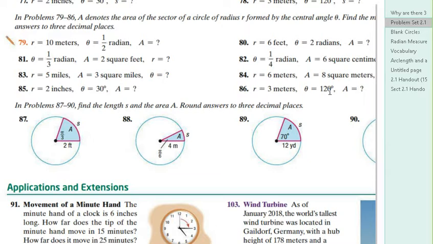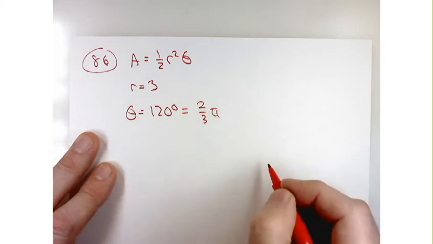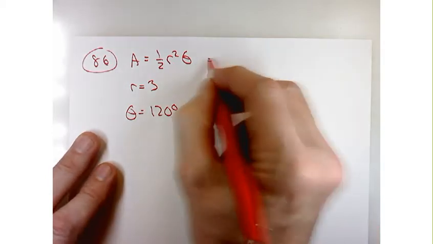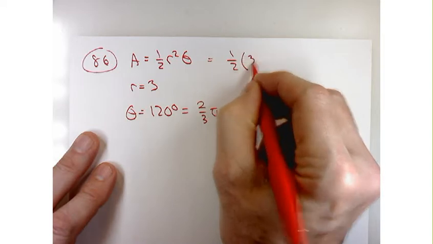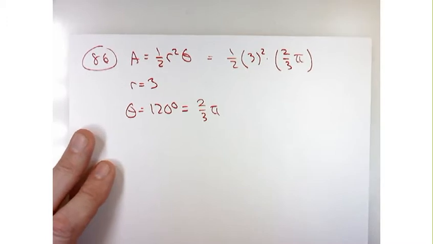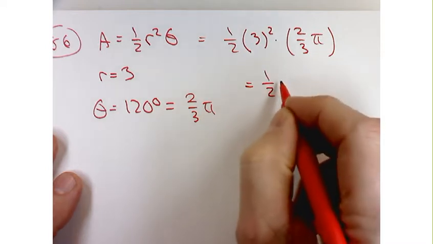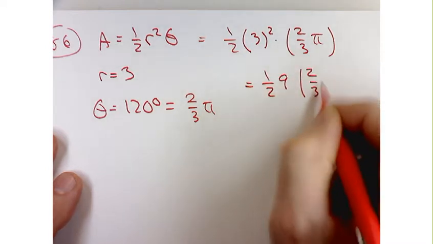So for problem number 86, area equals 1/2 r squared theta. In this case, r is still 3. Theta is 120 degrees, but kind of like the last time, we know we're going to have to convert that to radians. So it's 2/3 pi. All right, let's put that all in there: 1/2 times 3 squared times 2 over 3 times pi. Let's see if we can't simplify that a little bit. That's going to be 1/2 times 9 times 2/3 pi.